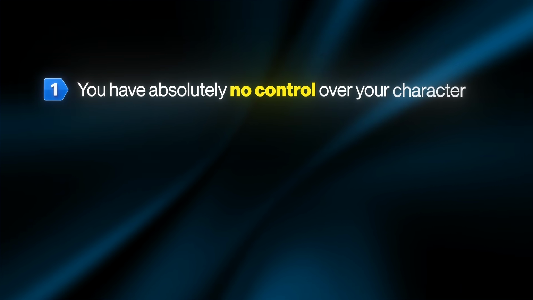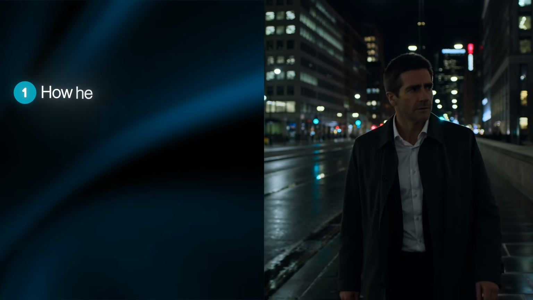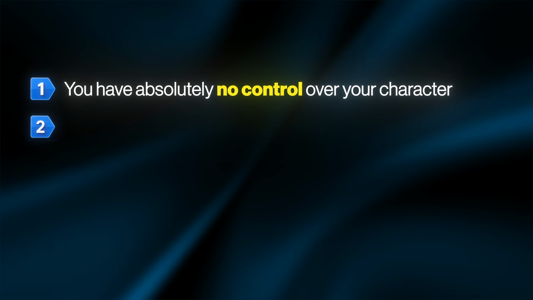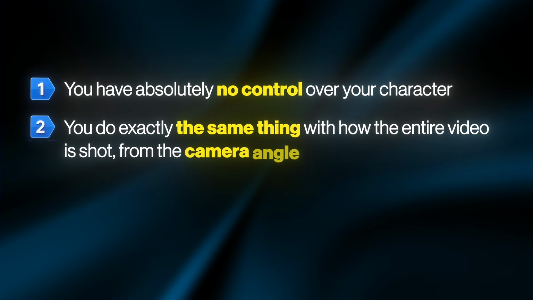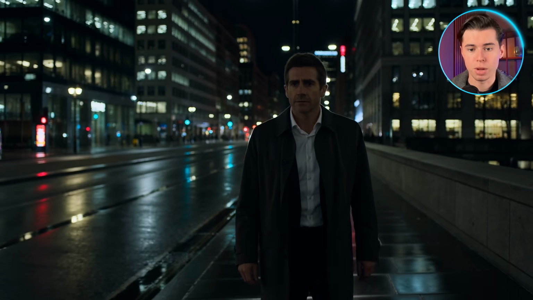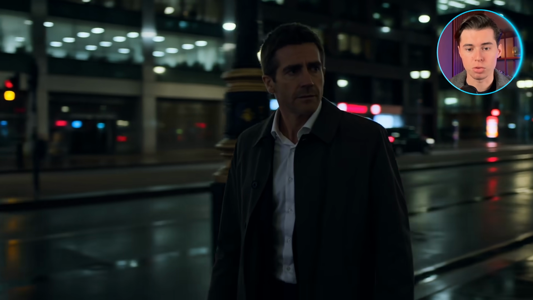The first one is that you have absolutely no control over your character. Inside our prompt, we simply set a man walking. So we let the AI decide how he looks, what outfit he wears, what emotion he's transmitting to the viewers, and everything else. So you are basically giving the AI all the power when it comes to your character. And the second one is that you do exactly the same thing with how the entire video is shot, from the camera angle to how the action unfolds across the video. And this isn't bad in itself, but because you're not being specific about what you want, you're letting the AI choose for you, which is exactly why people who use lazy prompting don't get extremely good videos.